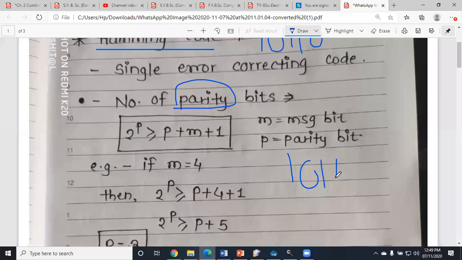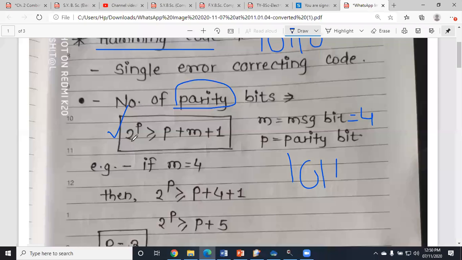Now we have 4-bit data, 1 2 3 4. M is your message bit. How many message bits do we have? 4. Now we have to add parity bits to that. How many parity bits am I going to add? This is the formula you need to remember.